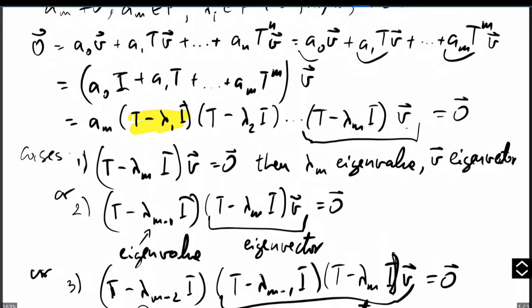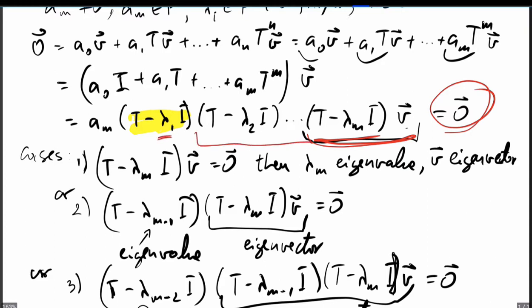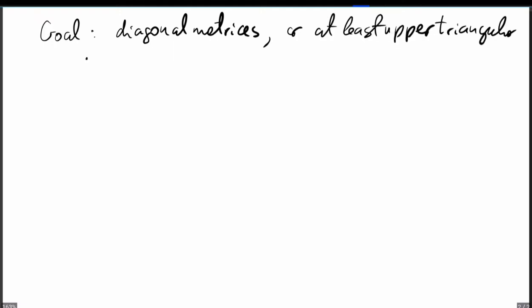Starting from the right hand side here, we try which factor gives actually the 0. One of them must give the 0. The worst case is that the last one with lambda 1 creates the 0. If all the others are non-zero, then that will be an eigenvector and lambda 1 will be an eigenvalue. So let me mention again that the goal is to have diagonal matrices, or if nothing else, at least upper triangular matrices. It turns out that upper triangular matrices are always possible.